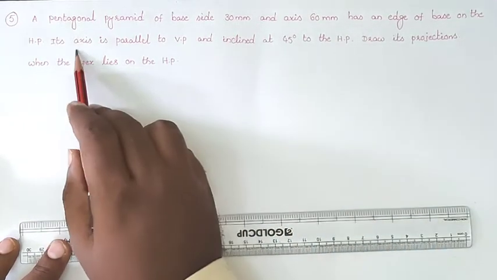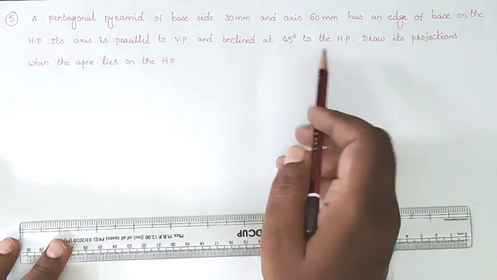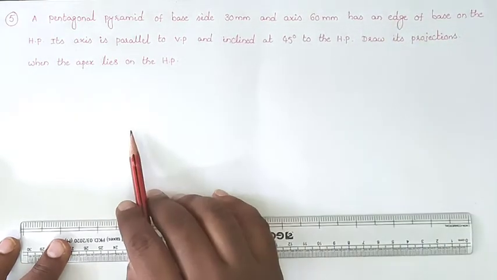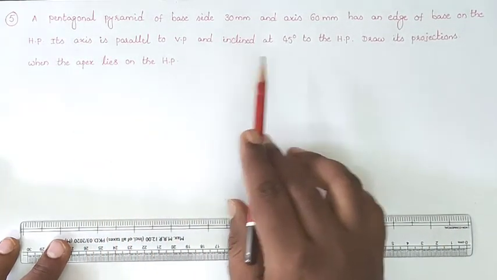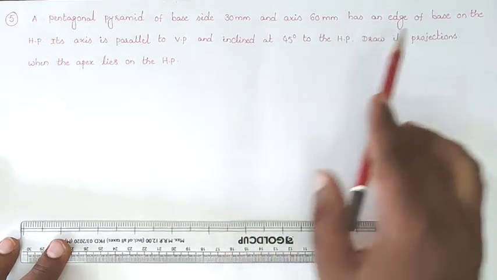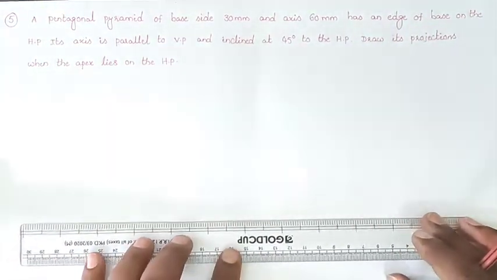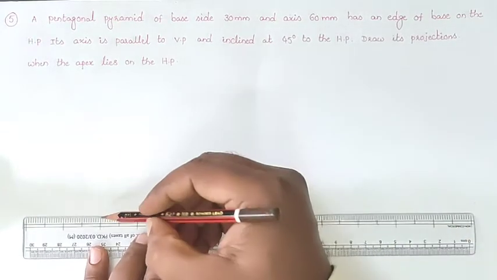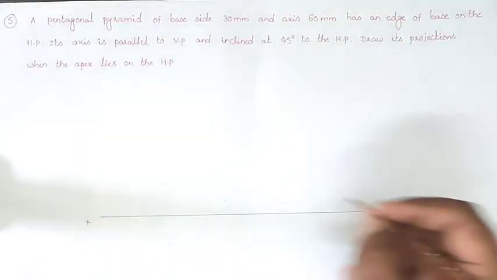So here they are clearly giving that the axis is parallel to VP and the axis is also inclined 45 degrees to the HP, and the edge of the base is on the HP. So here also this is an example for axis inclined to HP. So when the axis is inclined to HP and the edge of the base is on the HP, in the initial stage we can assume the axis is perpendicular to HP and draw the top view and front view of our diagram. So draw the top view.